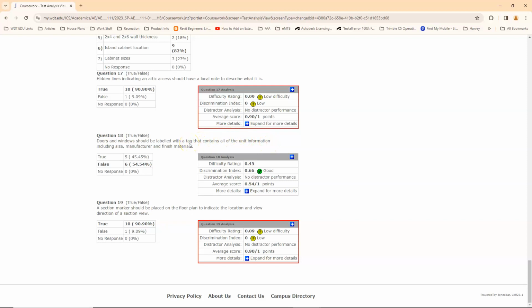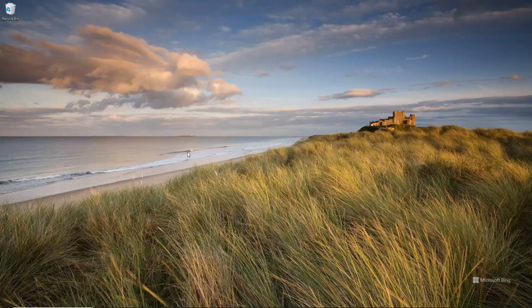The tag actually just contains a letter or a number, right? That letter or number would reference a schedule that would contain all of that detailed information. So just make sure that you understand what the difference is between the tag and the schedule and how they work within the plan set.